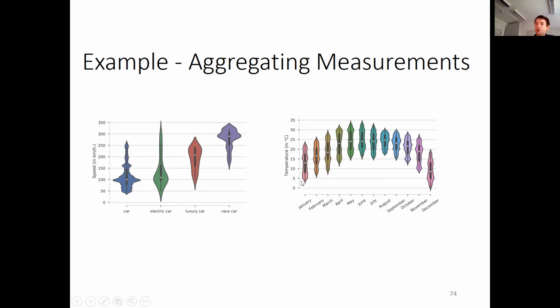We also see that this works for temperatures over months. So the temperatures we observe over different months really show a typical pattern as we would expect on the Northern Hemisphere, that June, July are the months with the highest temperatures observed, and December and January the ones with the lowest.